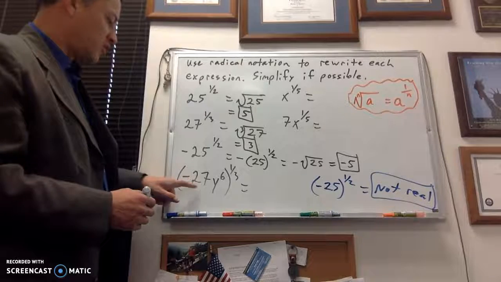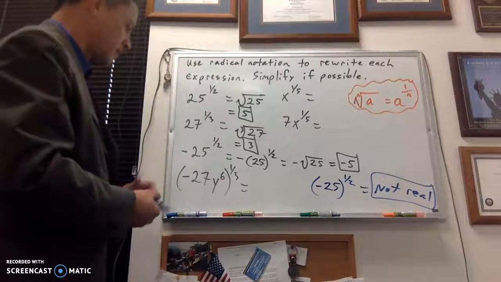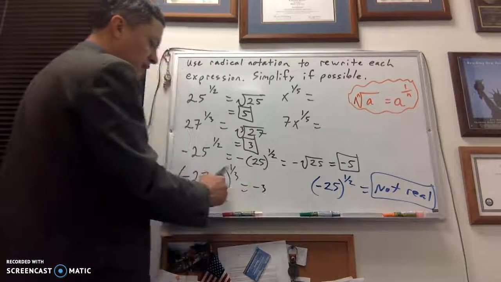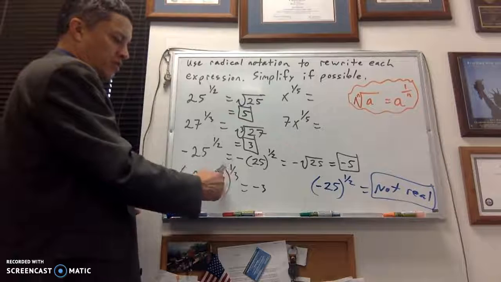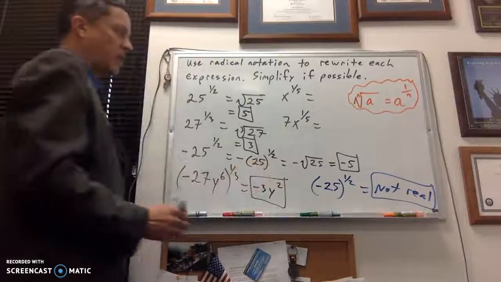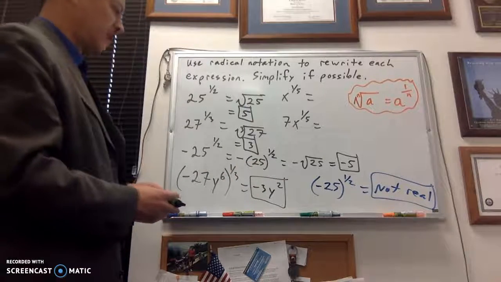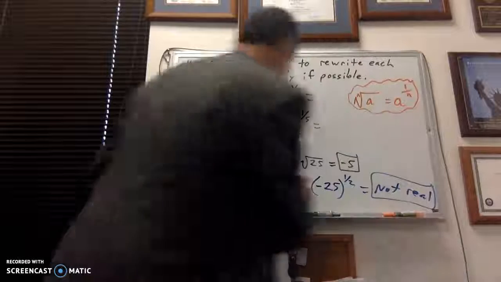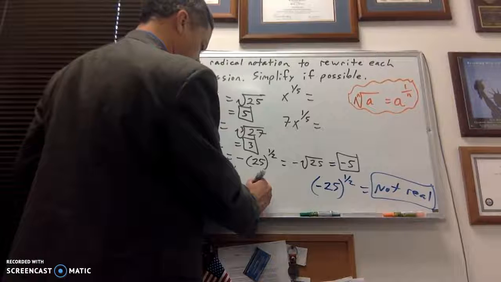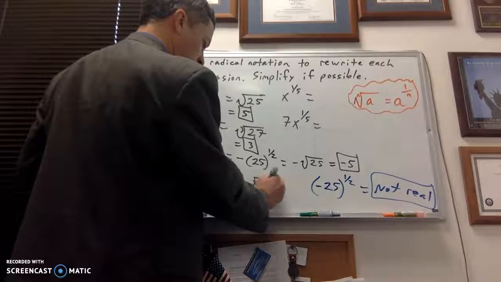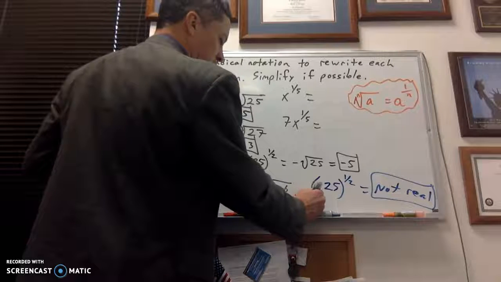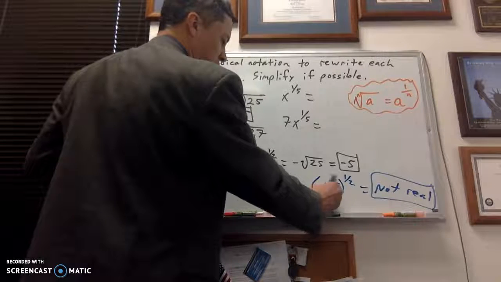All right, negative 27y to the 6th raised to the 1/3 power. Cube root of negative 27 is negative 3. And then this is like saying 1/3 of 6, which is 2. So that's just y squared there. So negative 3y squared. Oh, I didn't show that extra step, did I? Let me show that. Sorry about that. So this would be the cube root of negative 27y to the 6th, which then becomes negative 3y squared.